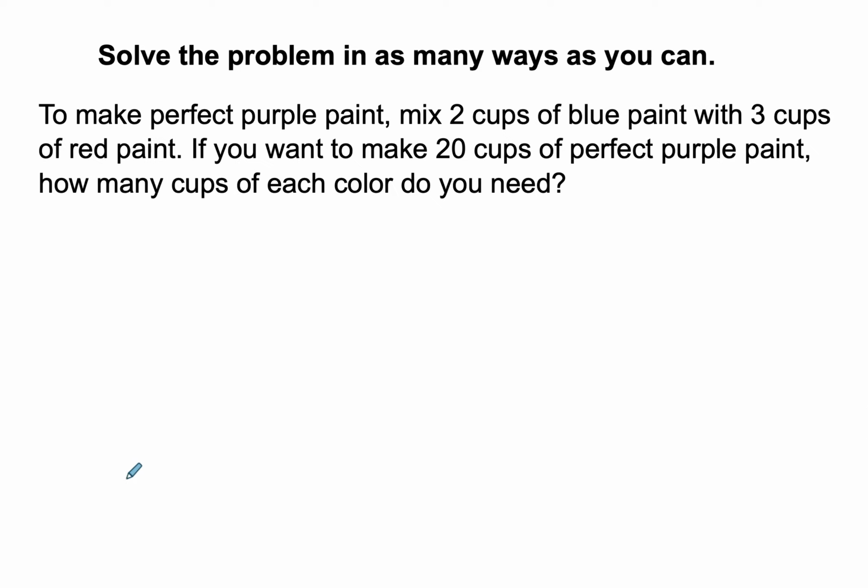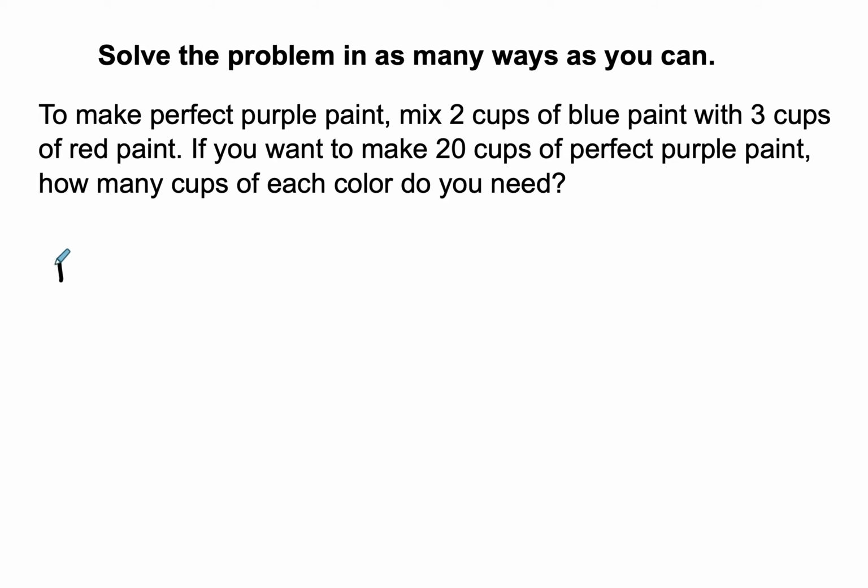All right, last one. Go ahead and pause the video and try this one. Okay, let's check our answers. To make perfect purple paint, mix 2 cups of blue paint with 3 cups of red paint. If you want to make 20 cups of perfect purple paint, how many cups of each color do you need? All right, this is a good one for a tape diagram, so that's going to be the strategy that I use.